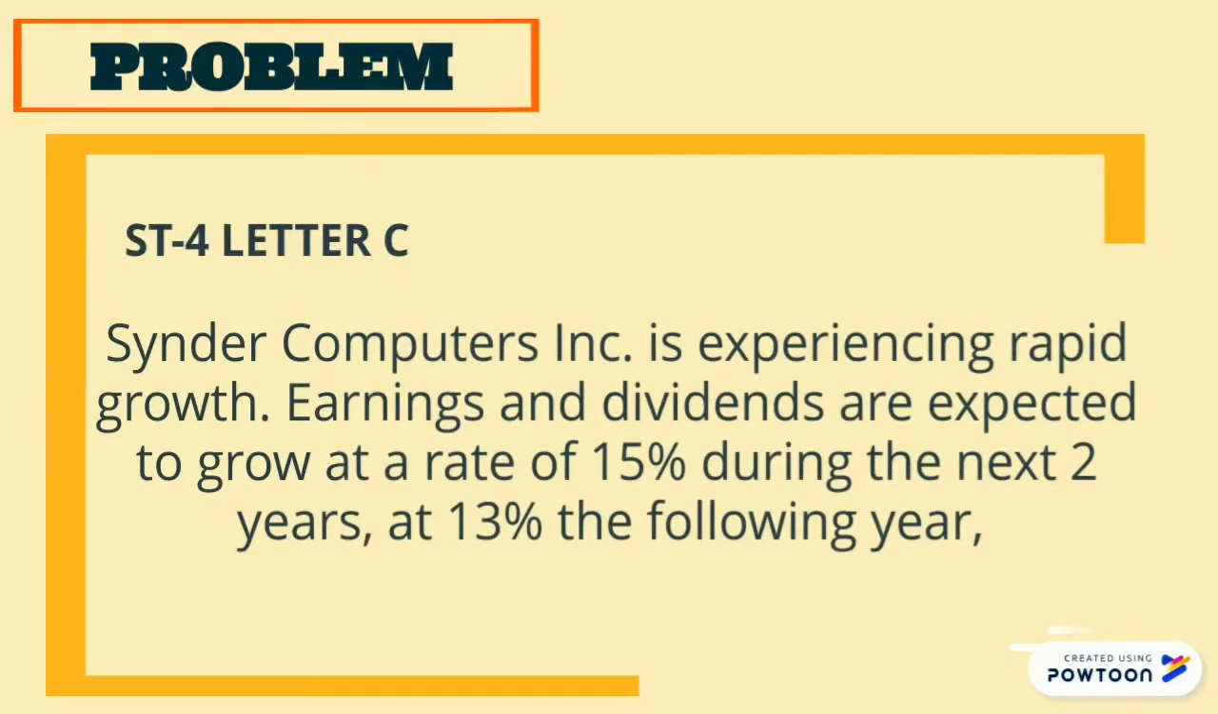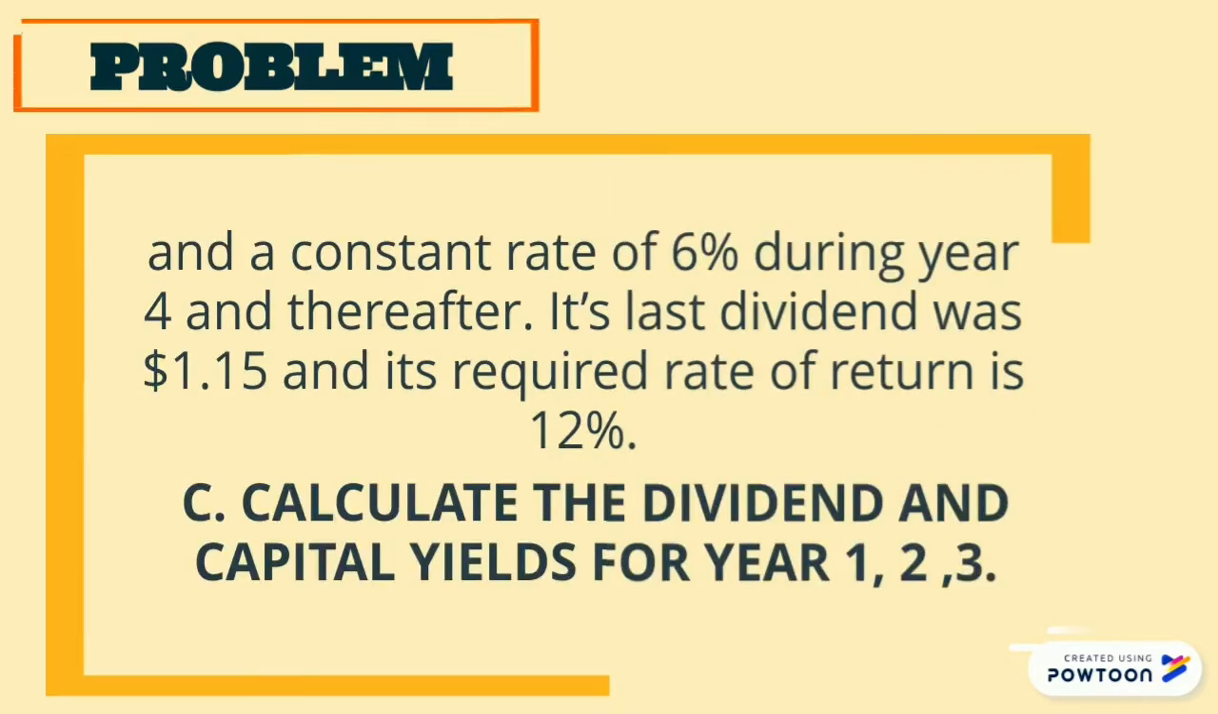Cinder Computers Incorporated is experiencing rapid growth. Earnings and dividends are expected to grow at a rate of 15% during the next 2 years and 13% the following year, and a constant rate of 6% during year 4 and thereafter. Its last dividend was $1.15 and its required rate of return is 12%. Now, calculate the dividend and capital yields for years 1, 2, and 3.